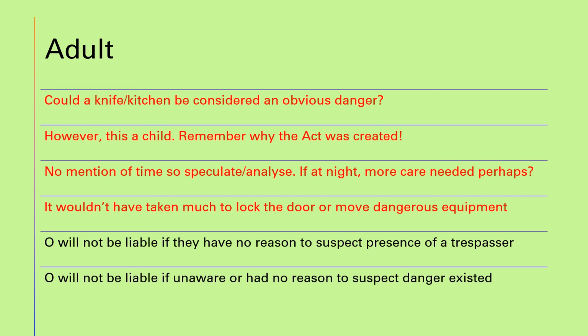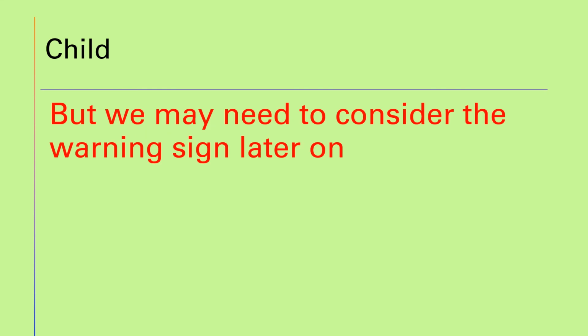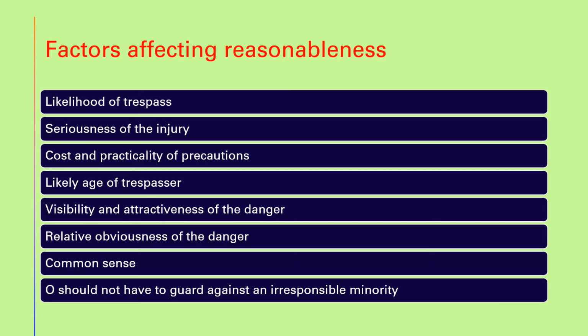And the occupier is not liable if there's no reason to suspect the presence of a trespasser. But here we've already said that they could predict a child may be in the vicinity. And we've already said it could be reasonable to assume the occupier knew a kitchen could be dangerous. Indeed, they have a sign saying exactly that. Are the rules the same? Now, we may need to consider the warning sign, but the rules are the same for the child, so we don't alter that in any way at this stage.